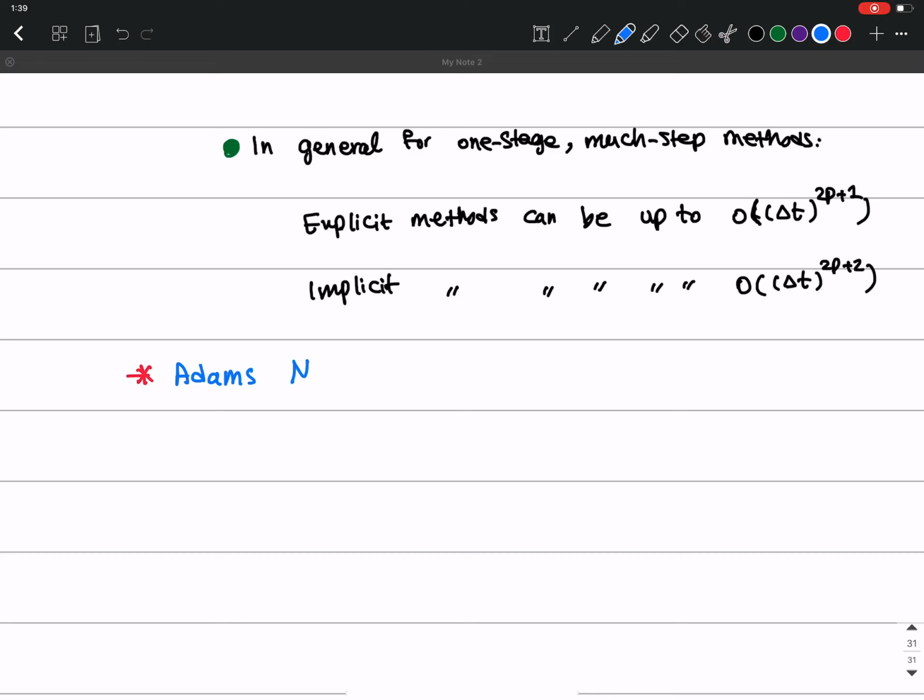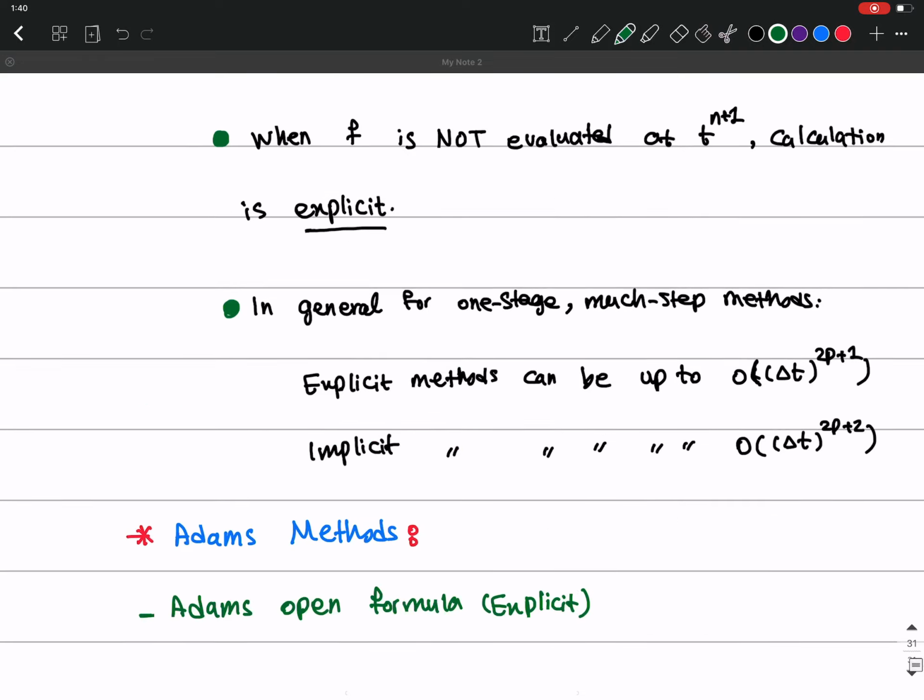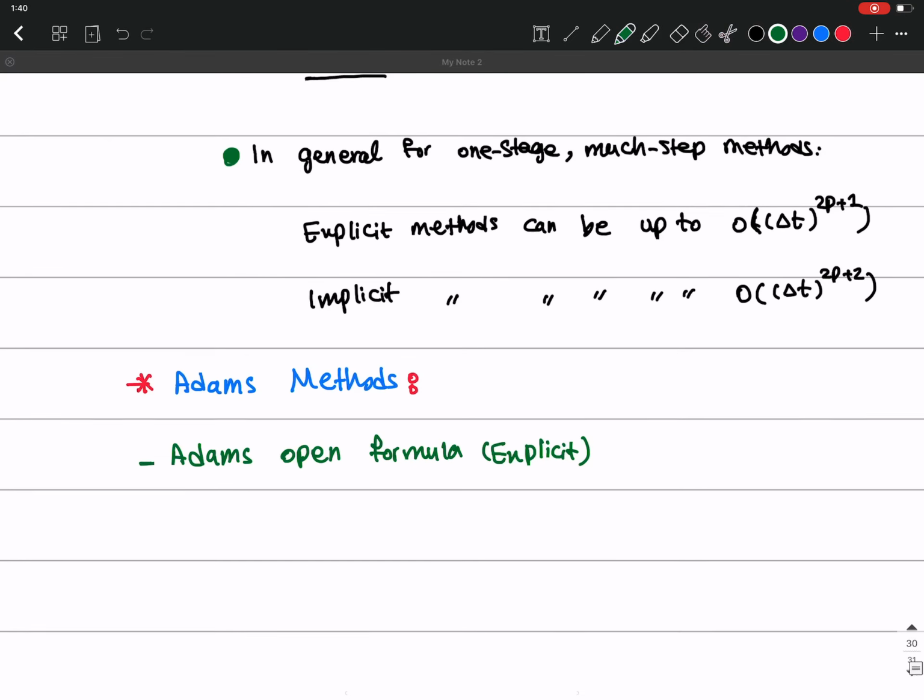Adams methods. So first, the Adams open formula, which is the explicit form of these one-stage multi-step methods.